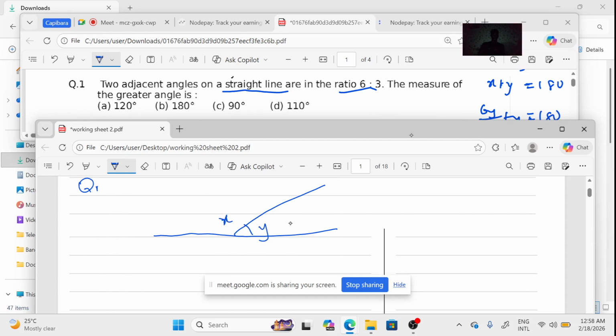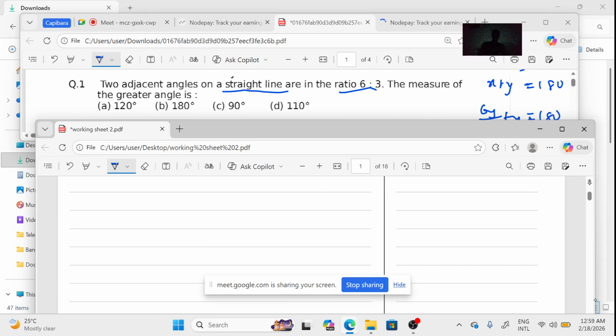The first thing I'm going to draw out of that is that x plus y is equal to 180 degrees. So this is equation 1. Now, I was told that x to y, since I made x the larger angle, is ratio 6 to 3. I hope you get that.